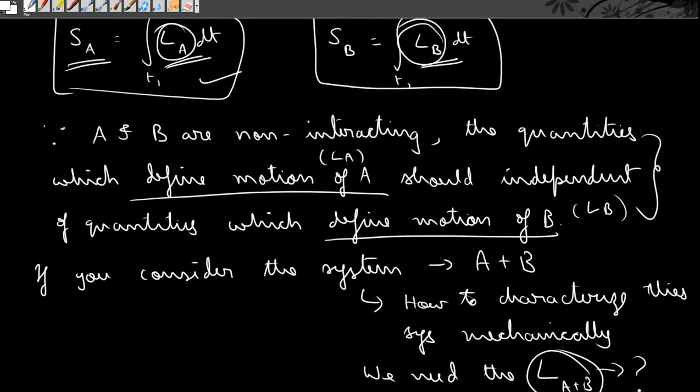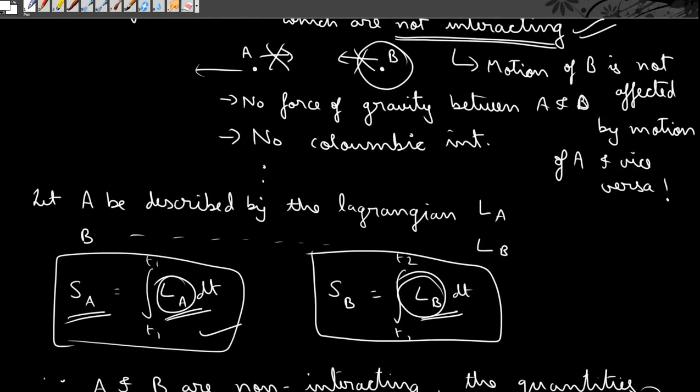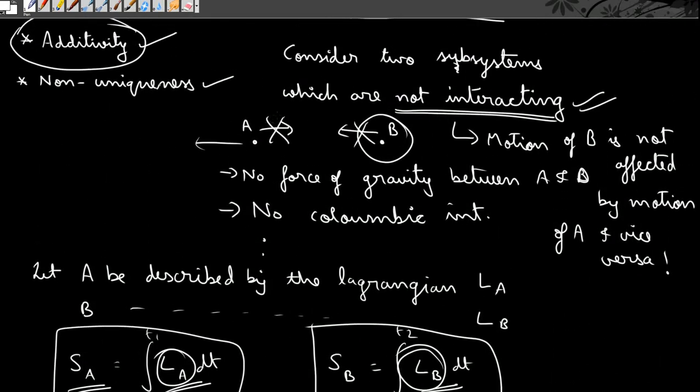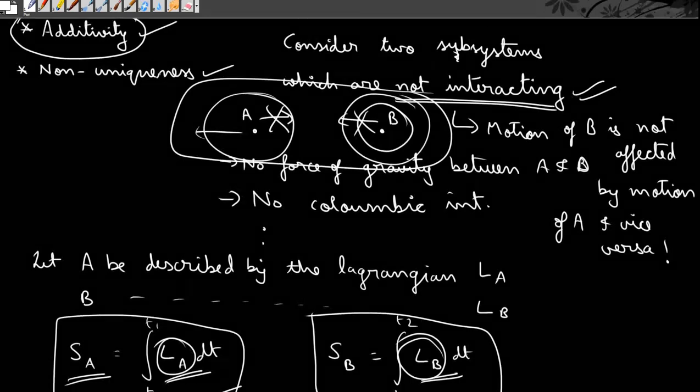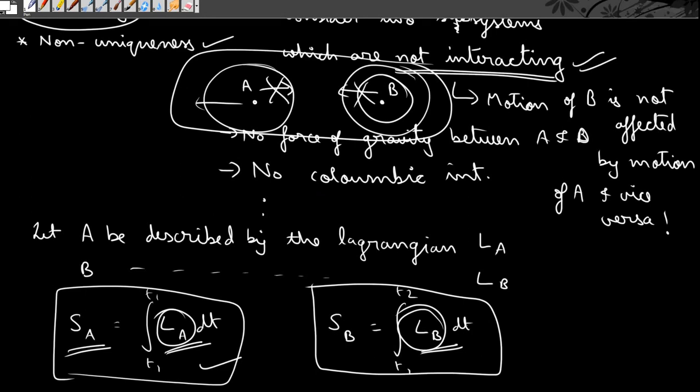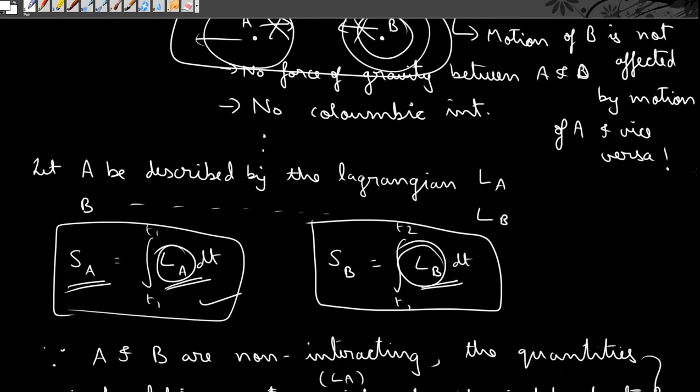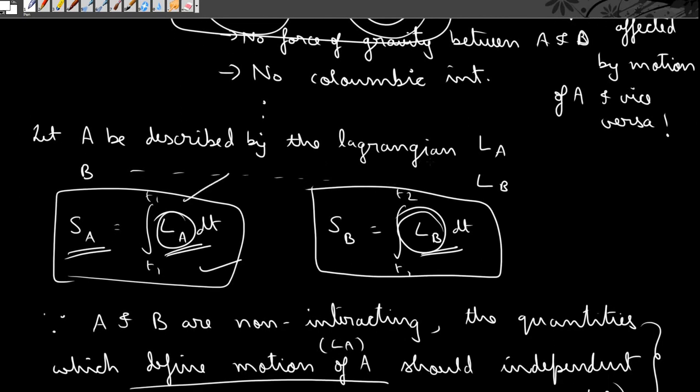So the way the particles move will not know whether I am considering only this as a system or only this as a system, or whether I am considering the whole thing as a system. The particles do not know that. The particles will move according to the equations of motion, which are in turn governed by the Euler-Lagrange equations for these individual action integrals.